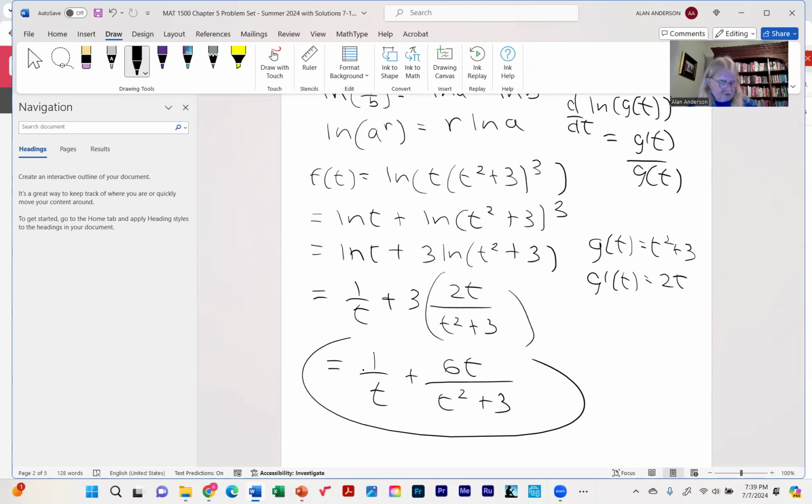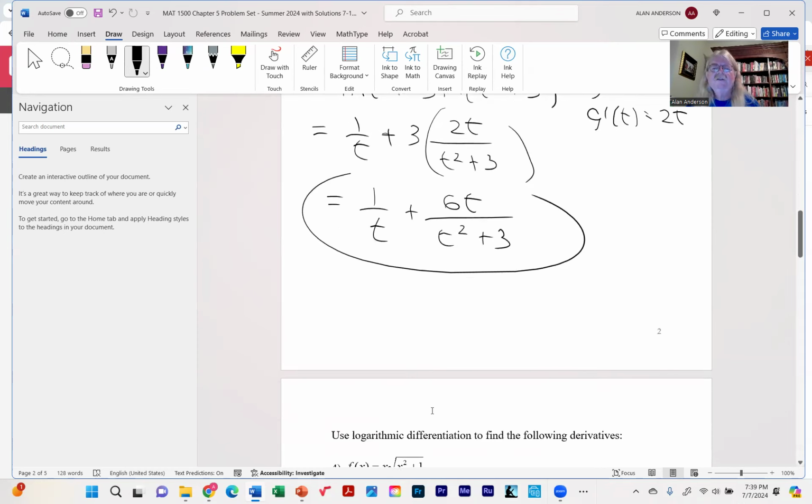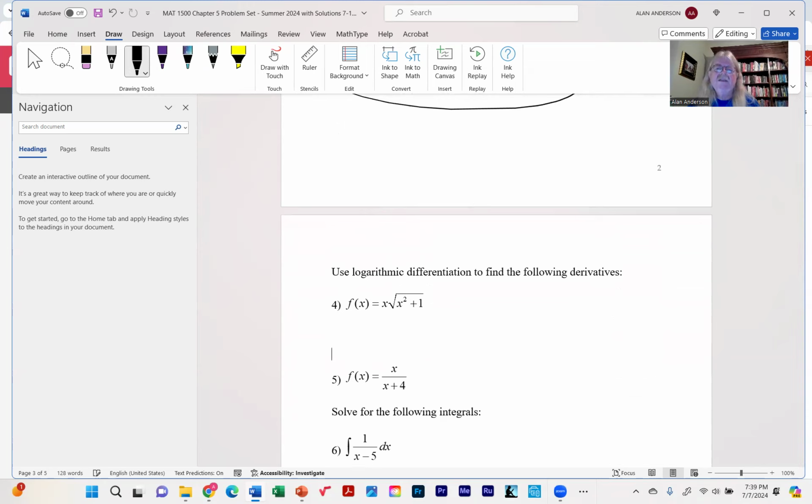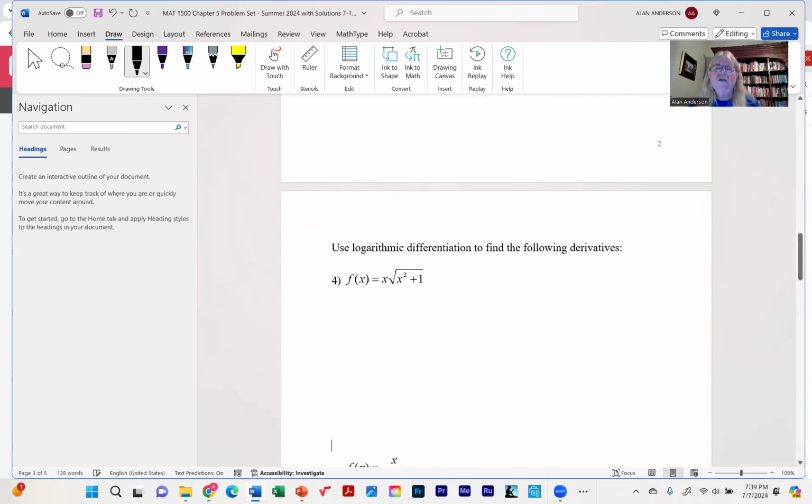Now, of course, there's other ways we could write this, like we could try to combine these into a single term, but we might as well just leave it like this. It's fine. There's no point in making unnecessary work for ourselves. Now, here's an interesting one.